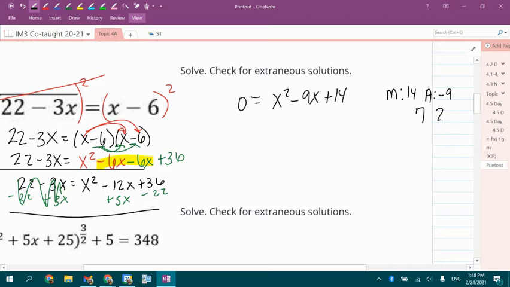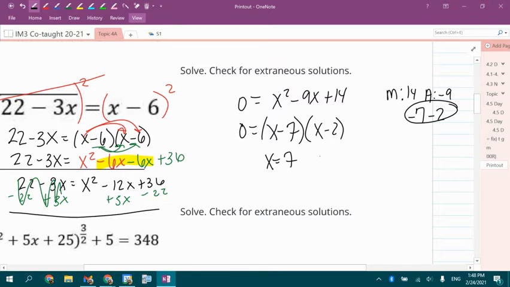Well, 7 and 2 multiply to 14 and add to 9, but they both need to be negative in order to get to negative 9. So I have 0 is equal to x minus 7 and x minus 2. So I have two answers here. My two answers are x equals positive 7 and x equals positive 2.